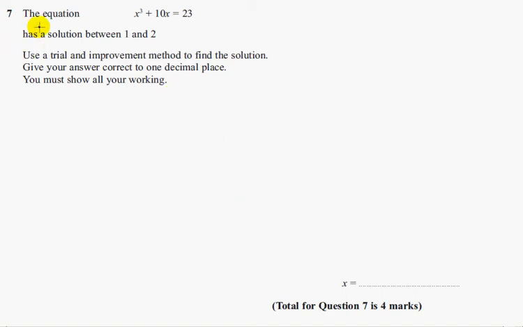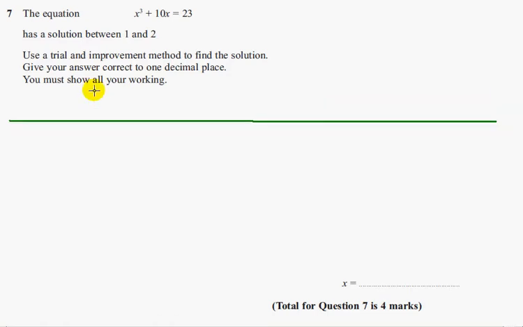Question 7. The equation x cubed plus 10x equals 23 has a solution between 1 and 2. Use a trial and improvement method to find the solution. Give your answer correct to one decimal place. You must show all your working out. So, trial and improvement, you're going to need a little table.